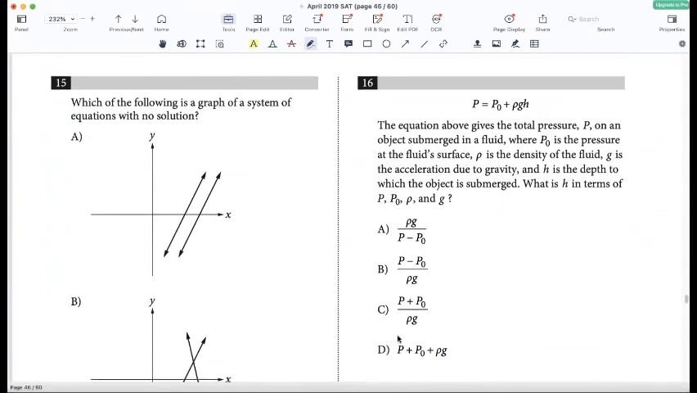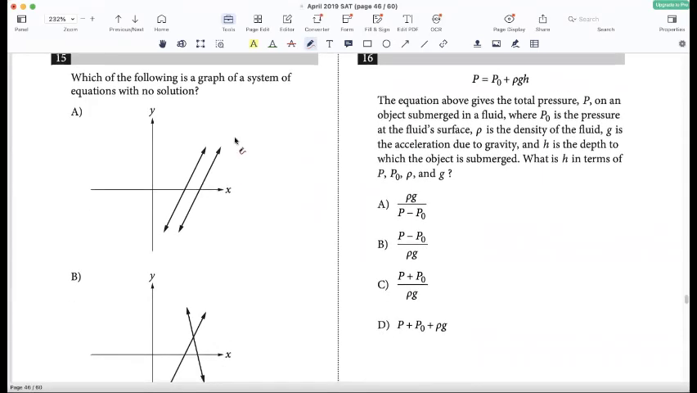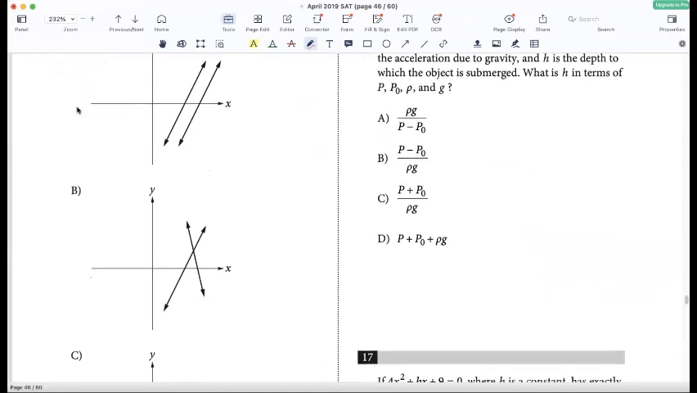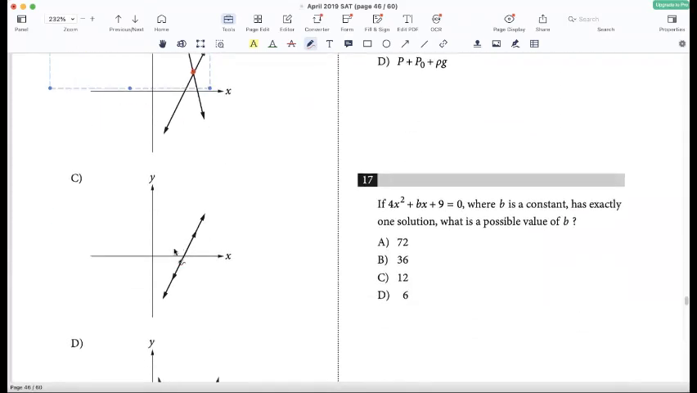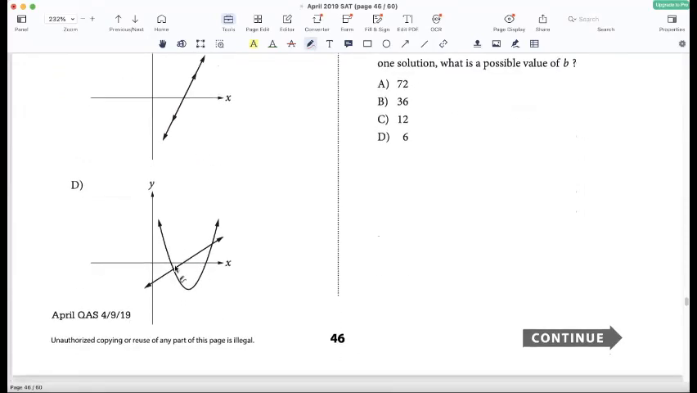Which of the following is a graph of a system of equations with no solution? No solution means that they can't meet, so it's A. Here they have a unique solution, an intersection. Here they have infinite solutions because both lines are the same. And here you have 2 solutions, these 2 points.